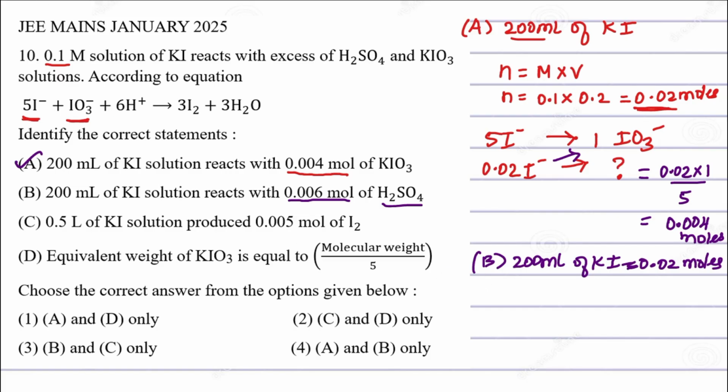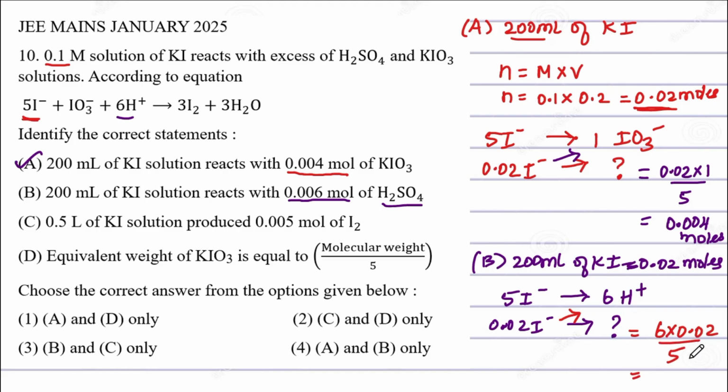According to this equation, 5 moles of I minus reacts with 6 moles of H plus. Therefore, 0.02 moles of I minus reacts with how many moles of H plus? Again do the cross multiplication: 6 into 0.02 divided by 5. When you solve this, you will get 0.024 moles. But in the question it is given 0.06 moles, whereas actually we get 0.024 moles. So option B is wrong.